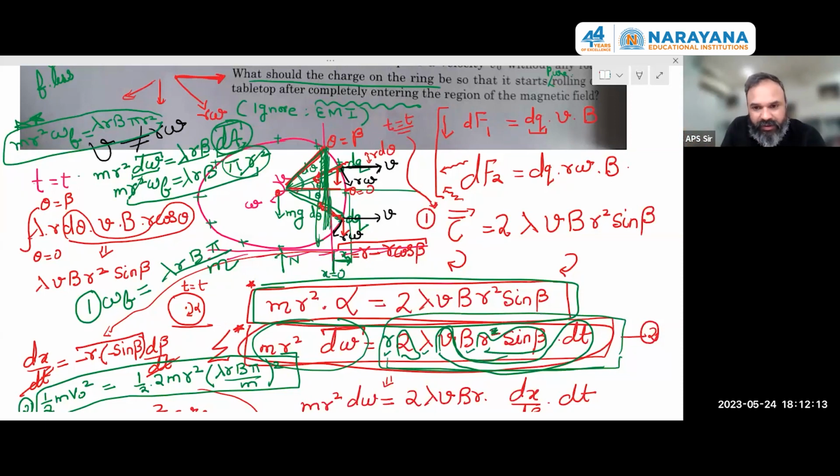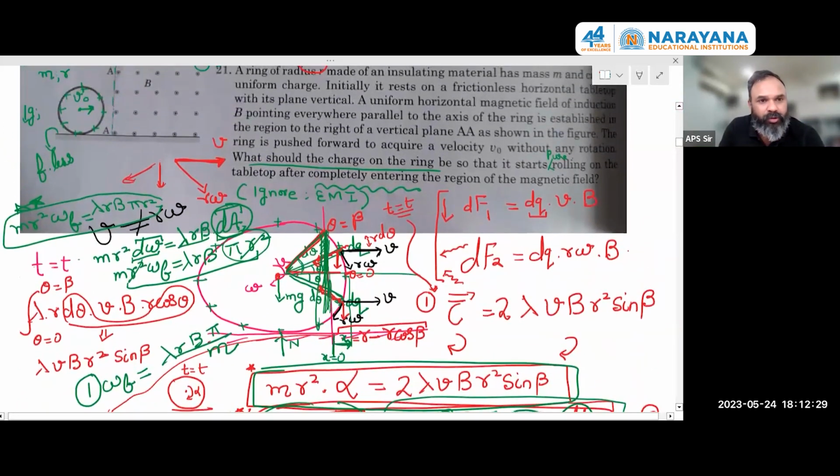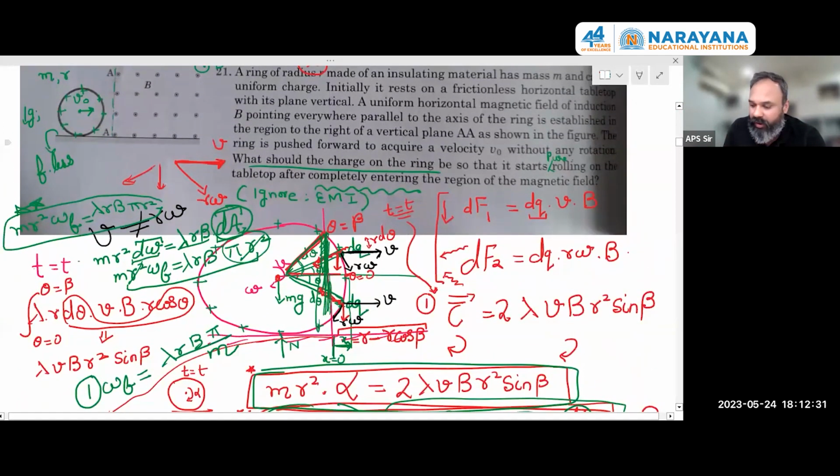Because all these terms, V, R sine beta, dt, 2, this is the area of the differential strip which is entering. That is the nice observation. Then everything falls in place and you get your answer. All other parameters in the problem were given to you. So that is how you can approach this question.